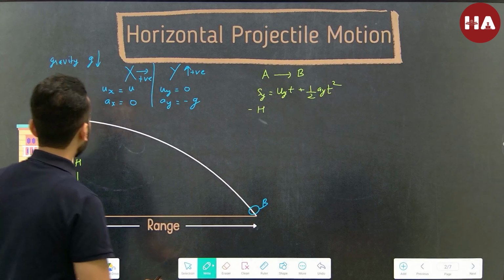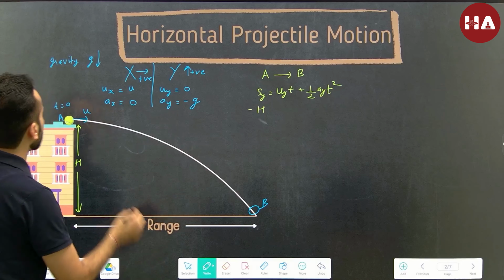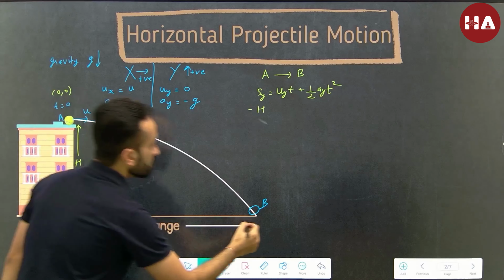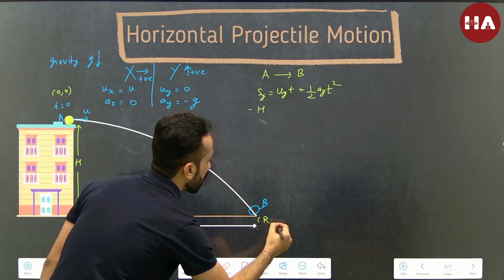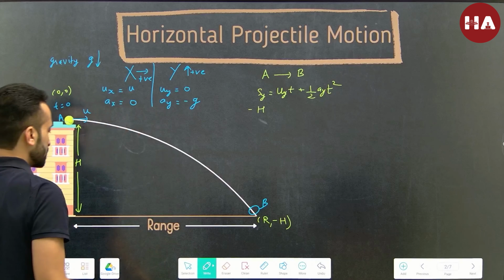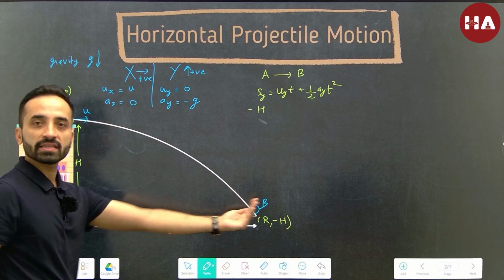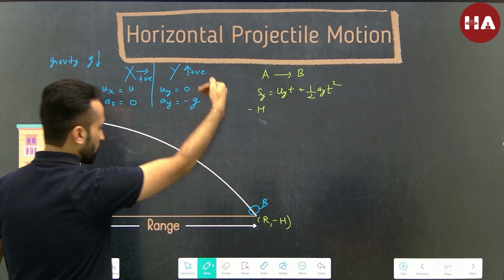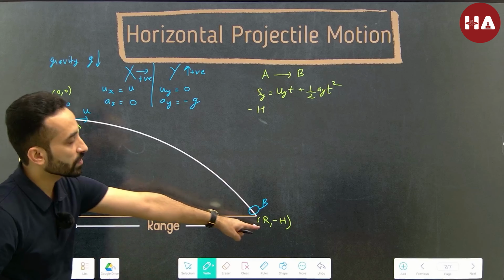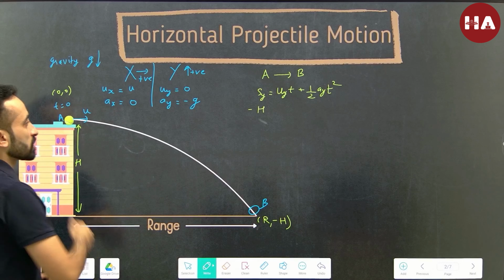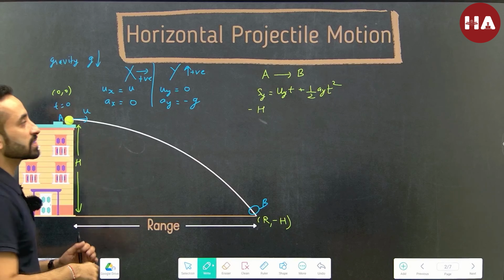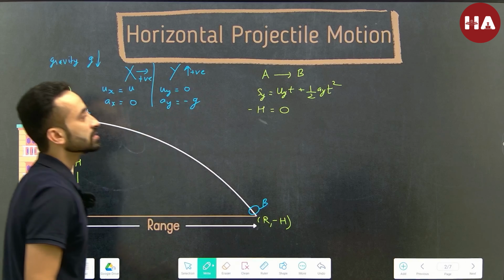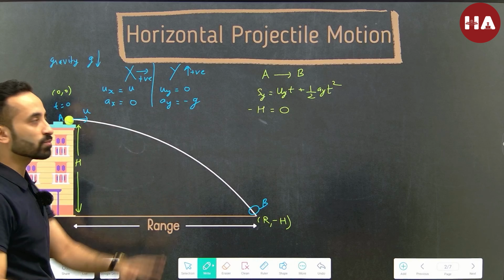Are we able to understand that if we started off here, let's call this coordinate 0, 0, then this coordinate is going to be r, minus h. Since we have moved a distance r in the x direction and we are going down by a distance h, we are writing it as negative h. So what is our displacement in the y direction? It is negative h. Now what is uy? So uy is going to be 0. Refer to this and life would be easy here.